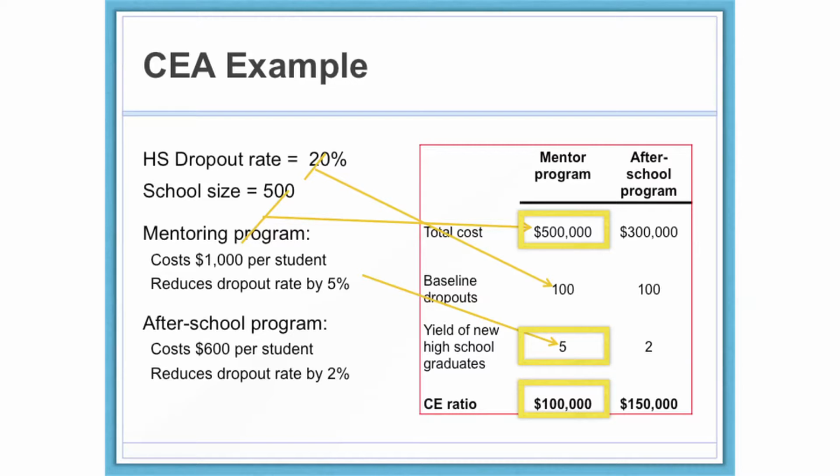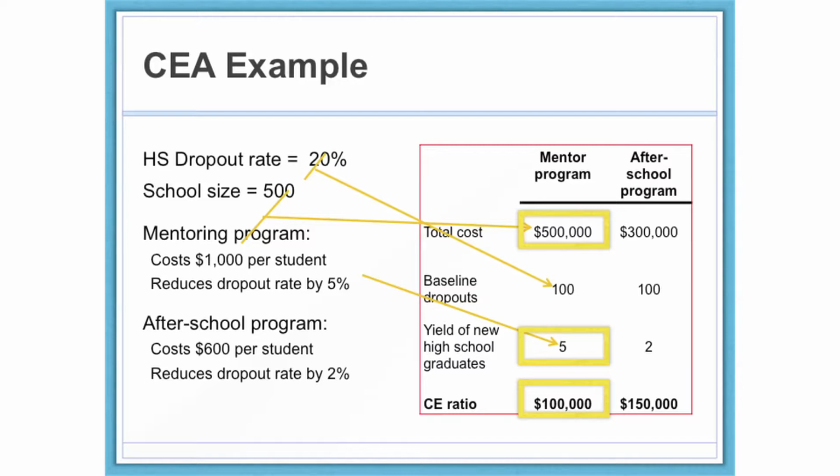This program, you've got 100 baseline dropouts, 20% of the school. This mentoring program reduces the dropout rate by 5%. I got that from the Journal of Advanced Dropout Studies, which did an effectiveness, efficacy trial. For us, it doesn't really matter where we got this from as long as we believe it. In which case, we've got a yield of 5 new high school graduates. And then we could take the cost effectiveness ratio, simply 500,000 divided by 5 is 100,000.